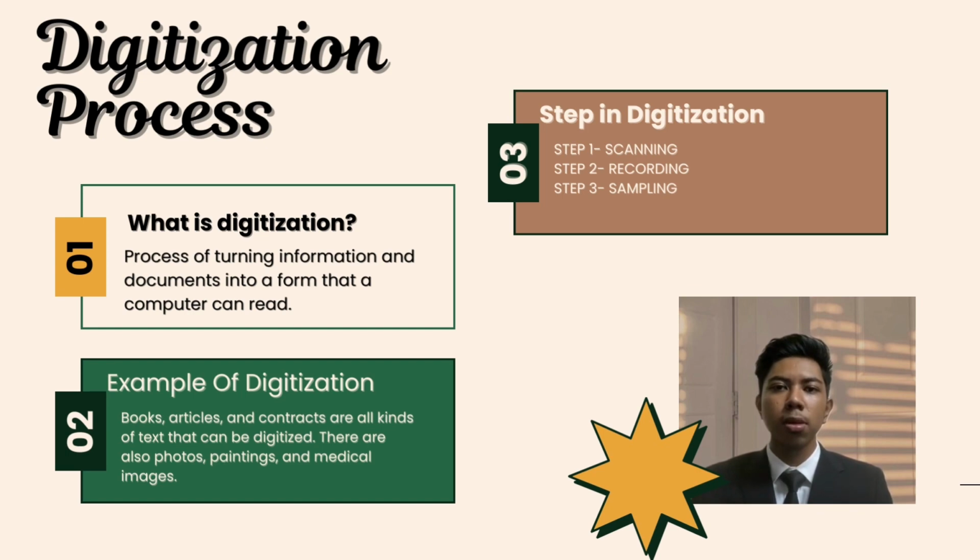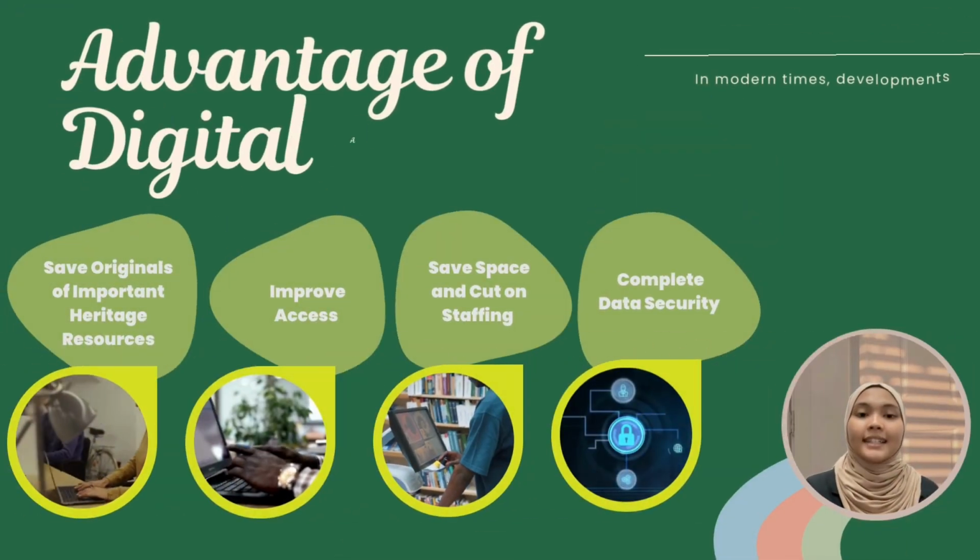The next step is recording, which involves putting a sound or image in a medium for recording like magnetic tape or disc and turning it into the digital format. Sampling is the last step, in which the amplitude or signal strength of an analog waveform is measured at evenly spaced points in time. Advantages of digital archive.